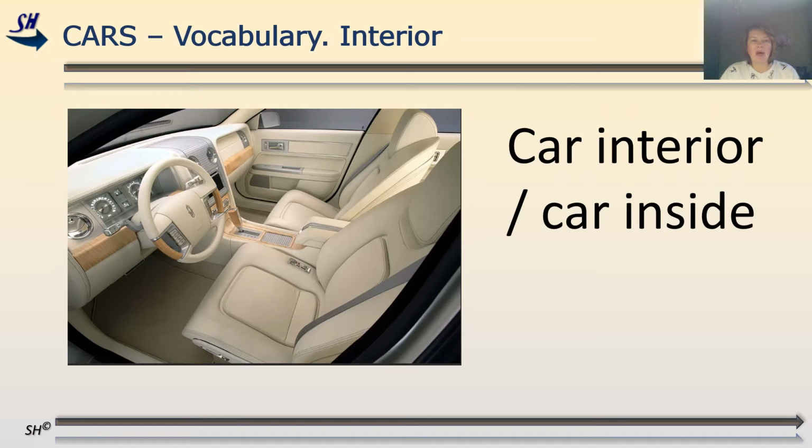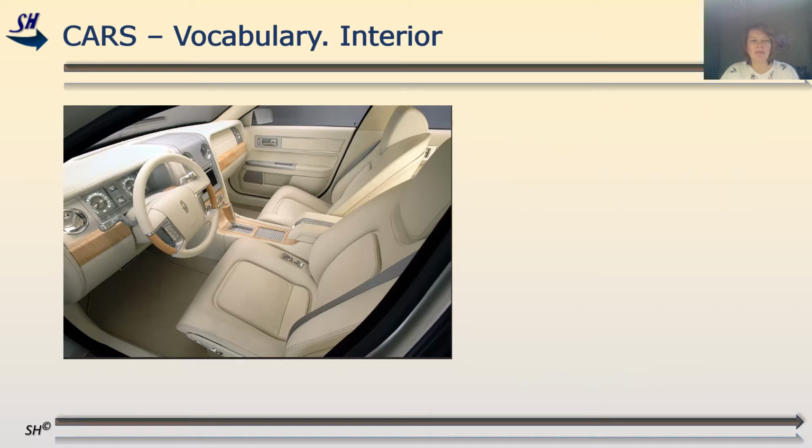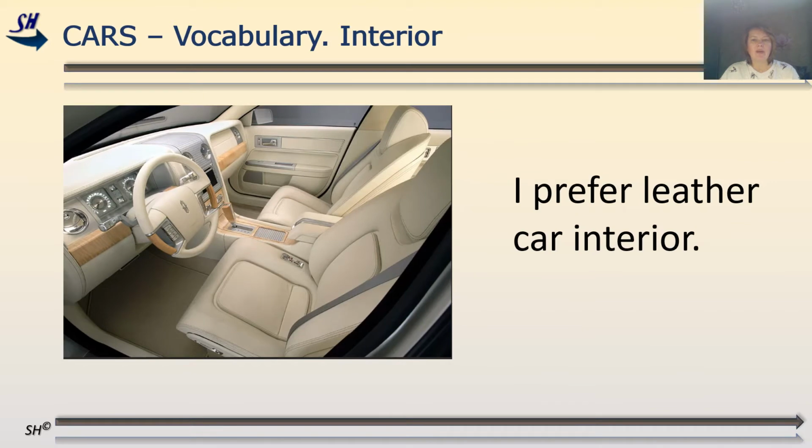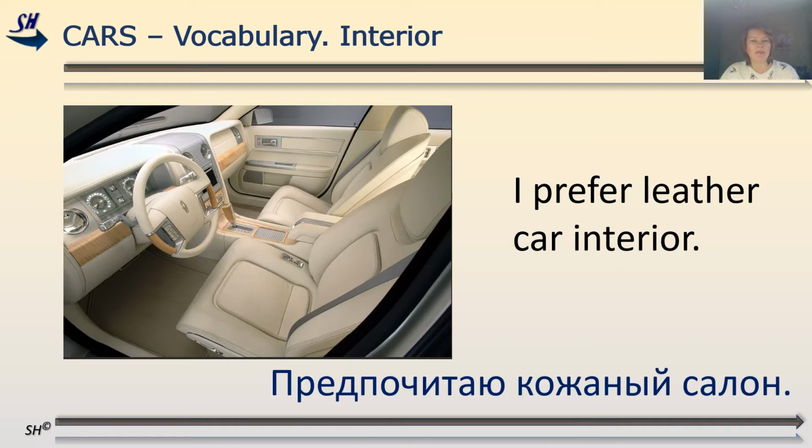So, we are going to have a look at what the car has inside. We're going to discuss car interior. So what is inside of a car is called car interior. Well, as an example, you can say, I prefer leather car interior.